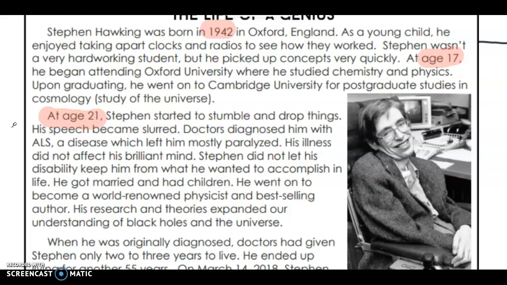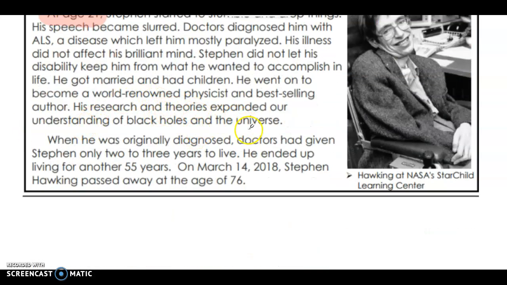Stephen did not let his disability keep him from what he wanted to accomplish in life. He got married and had children. He went on to become a world-renowned physicist and best-selling author. His research and theories expanded our understanding of black holes and the universe. When he was originally diagnosed, doctors had given Stephen only 2 to 3 years to live. He ended up living another 55 years.